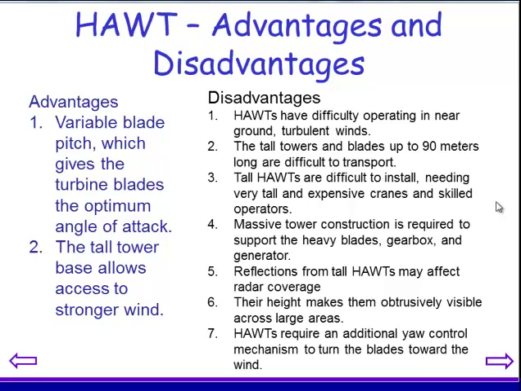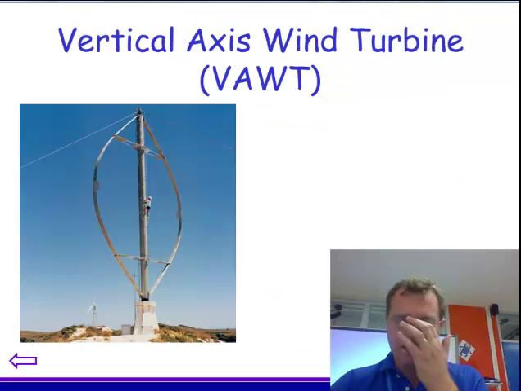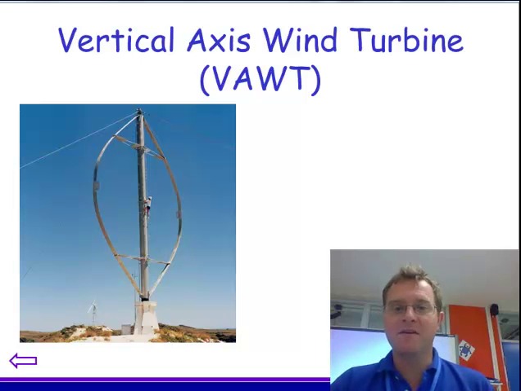Finally, because they need an additional yaw control, to turn the blades, it means that there's an additional feature which can break down in some way. So there is another type of wind power turbine, which people are less familiar with. This is a vertical axis wind turbine, sometimes known as a VAWT.